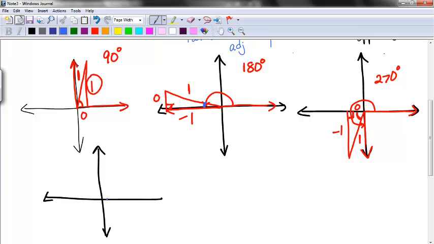So for 360, we would start here. We would go all the way around, and our terminal side would also be there. So for 360 degrees, we don't have a triangle. The whole idea is to visualize it so you can figure out the opposite, the adjacent, the hypotenuse.